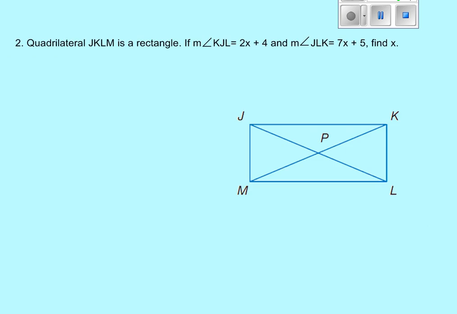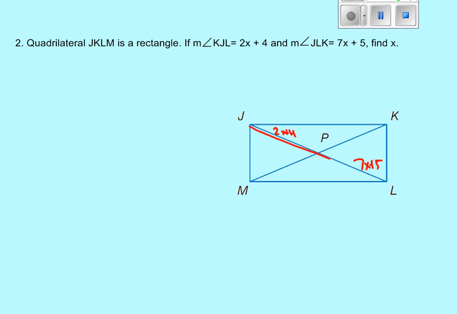Same idea. So quadrilateral JKLM is a rectangle. KJL is 2x plus 4. Oh, sorry, not the whole thing. KJL is 2x plus 4. JLK is 7x plus 5. How can I figure out what these are? Well, here's where you've got to do a little thinking.